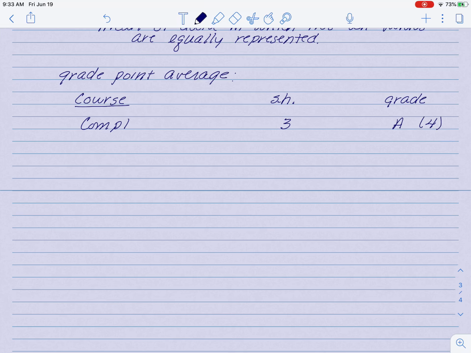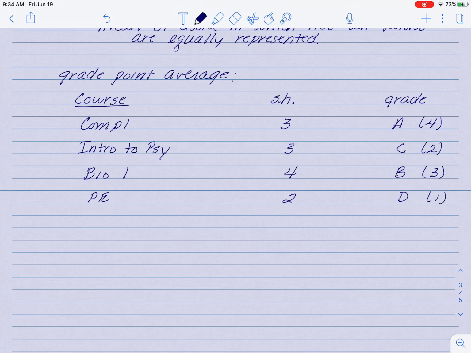And then they have Intro to Psych. It's worth 3 credit hours. They got a C in it, and a C is worth 2. And then Bio 1, let's say it's 4 credit hours with its lab. They got a B in it, and a B is worth 3. And then they have a PE course. It's worth 2. They got a D, and that's worth 1.